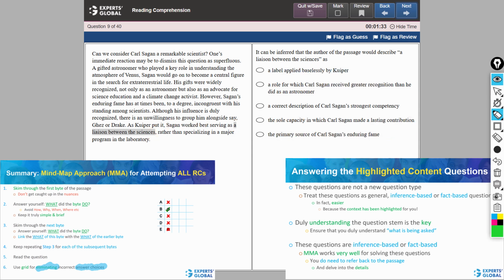Answer choice C correctly describes the highlighted term as a correct description of our scientist's strongest competency. See, the passage says that our scientist worked best serving in the highlighted role. Therefore, the highlighted role can be correctly described as our scientist's strongest competency. C is the correct answer choice.